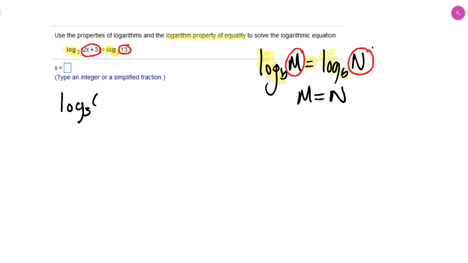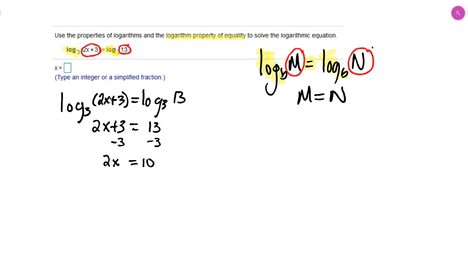So we started off with log base 3 of 2x plus 3 equals log base 3 of 13. And that property says that what's inside the log on the left has to equal what's inside the log on the right, giving you a simpler equation that doesn't have logs in it. Then we're going to solve this equation by getting x by itself. So we'll subtract 3. That gives me 2x equals 10. We'll divide both sides by 2, and we get x equals 5.